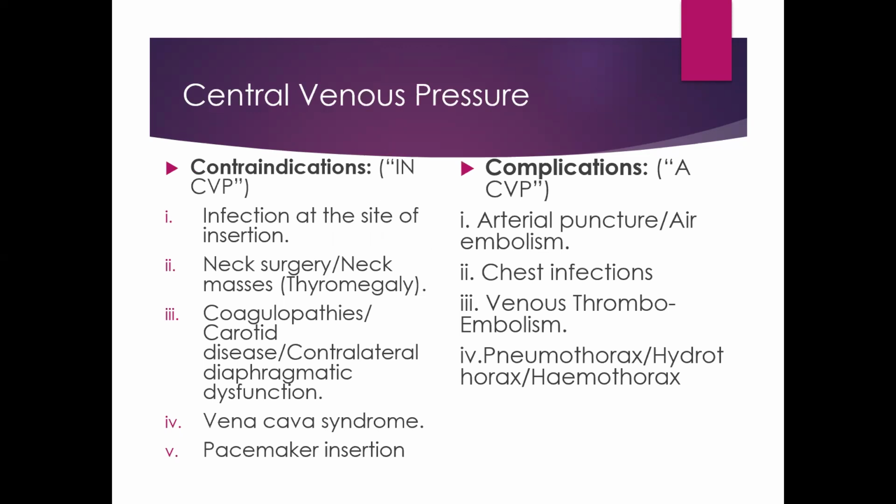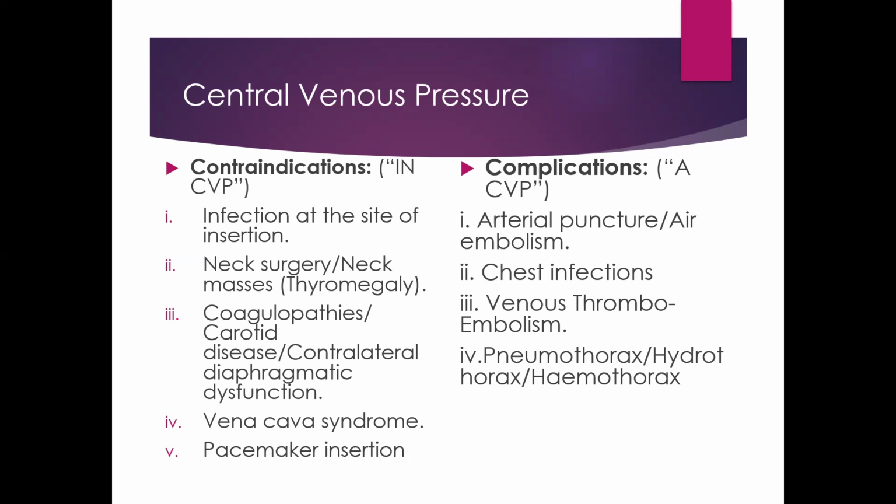What are the contraindications? In CVP: infection at the site of insertion, patients with previous neck surgery, or patients with neck masses, especially thyromegaly, may be difficult. Coagulopathies: there are patients that are coagulopathic with INR above 2, and a lot of times you want to pass a central line anyway. This also depends on the site. If I have a coagulopathic patient that requires a central line, I would rather use a central vein that is compressible. I would not want to use a subclavian route.